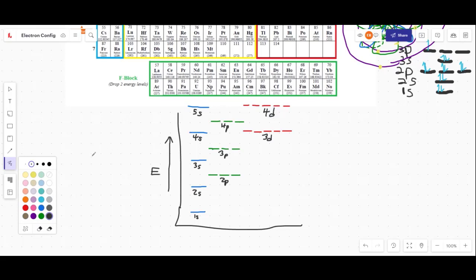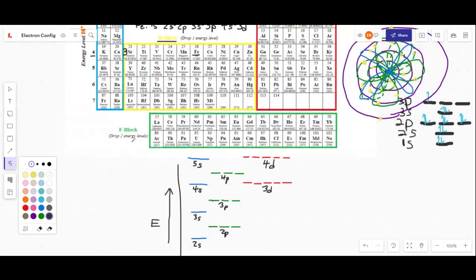Now you'll notice that if you line the D up along with the S, the D is just a little bit higher in energy. The 3D is just a little bit higher in energy than the 4S. So the 4S actually gets filled first, and then the 3D. And likewise, the 5S is just a little bit lower in energy than the 4D. So the 5S is going to fill first, and then the 4D. Whenever you go into the D block, you drop an energy level in the periodic table, but that's simply because the electrons are just trying to go into the lowest energy orbital possible.